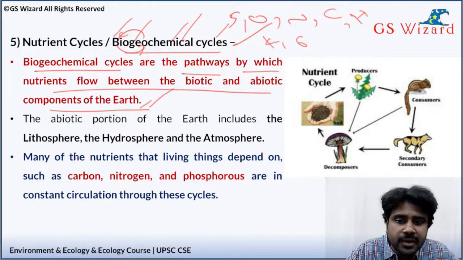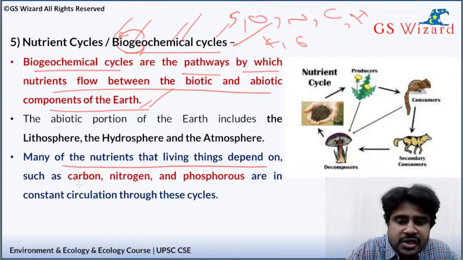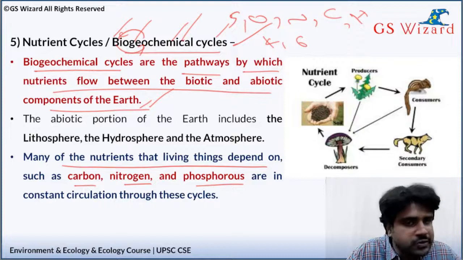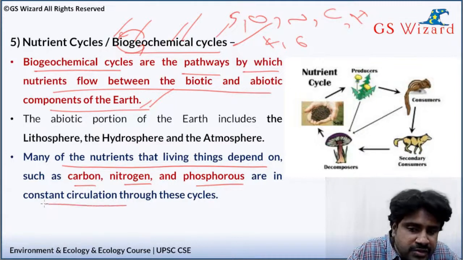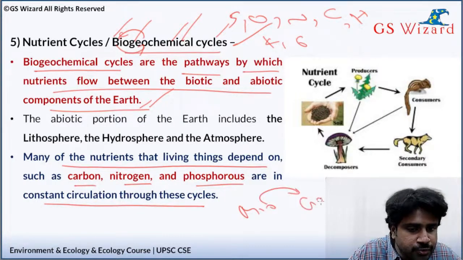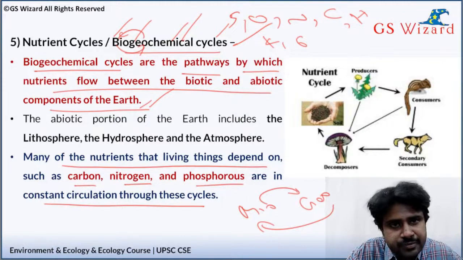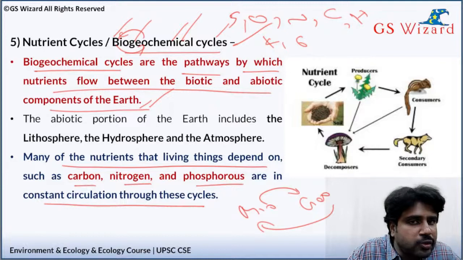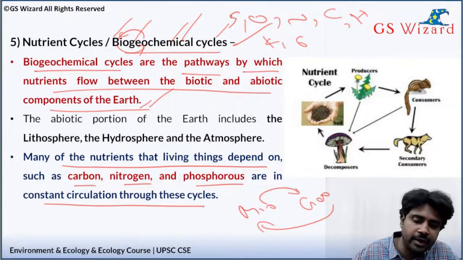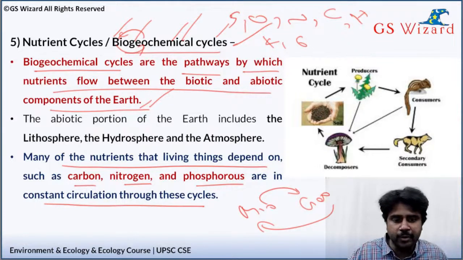Clear, right? Many of the nutrients that living things depend on, such as carbon, nitrogen, and phosphorus, are in constant circulation through these cycles. What do you mean by circulation? From living organisms to earth, and again from earth to living organisms. As simple as that. So that is the meaning of biogeochemical cycles. Clear, right? I hope everybody understood this. Very simple.